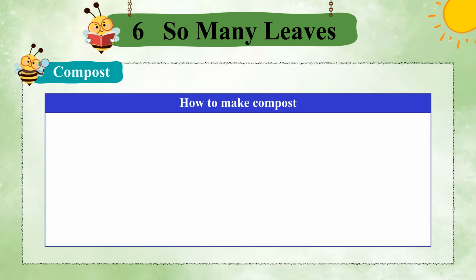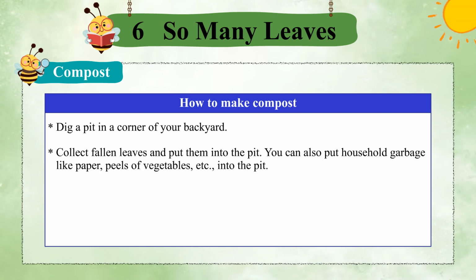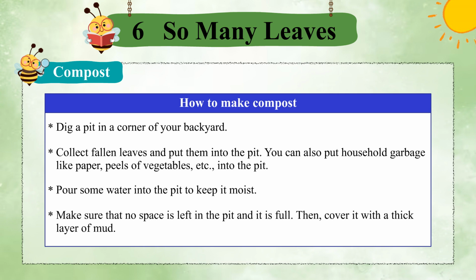How to make compost? Dig a pit in a corner of your backyard. Collect fallen leaves and put them into the pit. You can also put household garbage like paper, peels of vegetables, etc. into the pit. Pour some water into the pit to keep it moist. Make sure that no space is left in the pit and it is full. Then, cover it with a thick layer of mud.